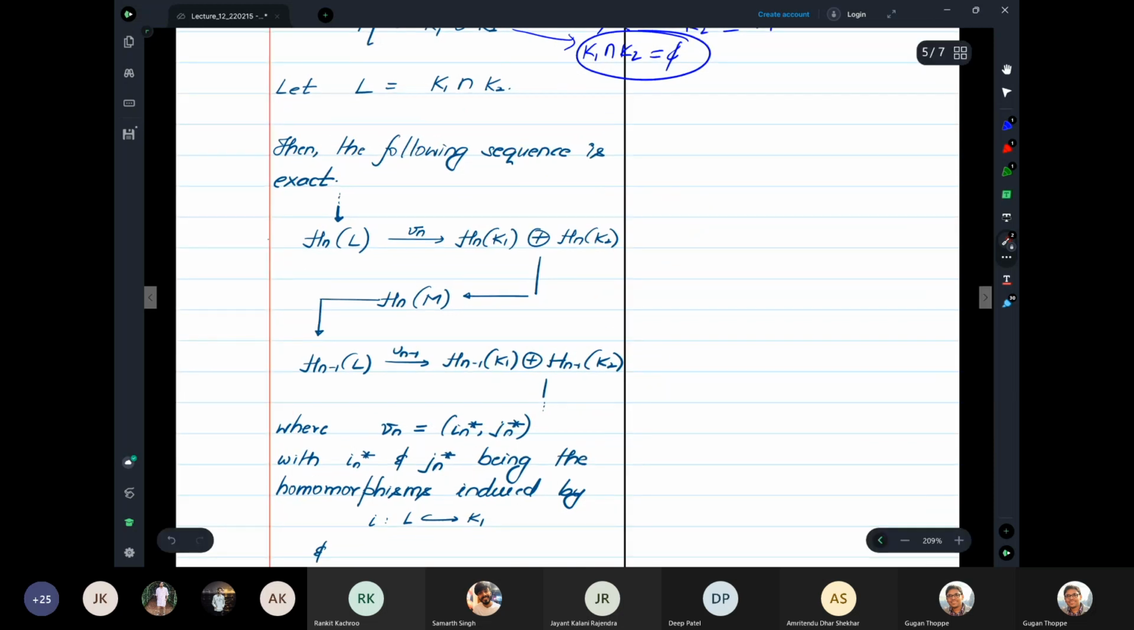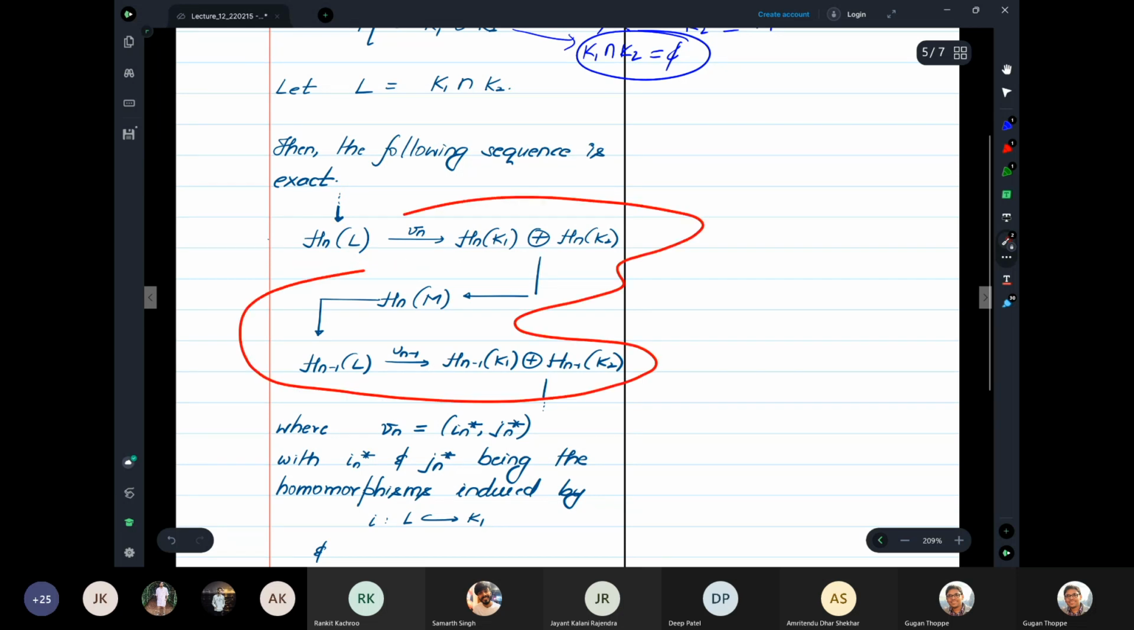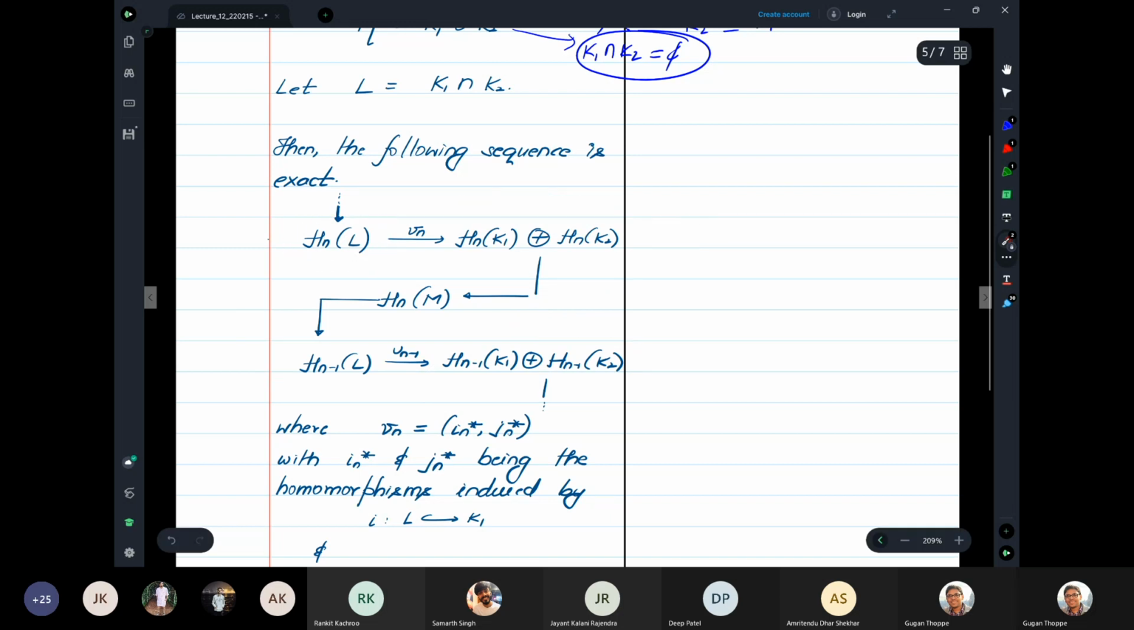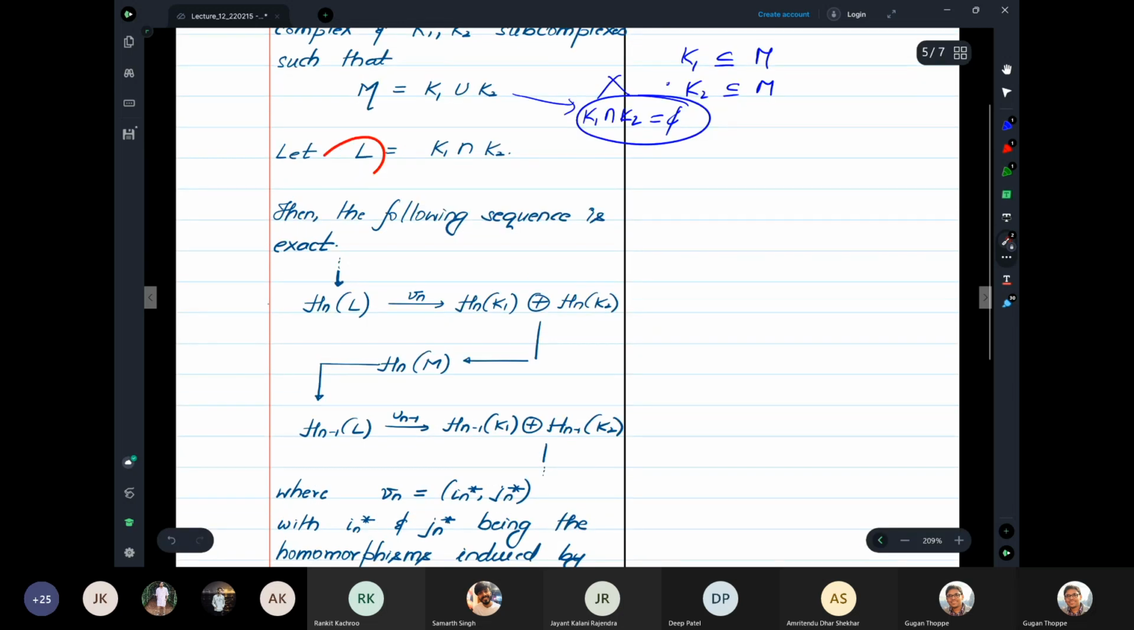First, let's try to understand the different elements of this sequence, and then we will try to appreciate what this theorem says. The first thing you have to notice is that this arrow keeps extending forever. So that's what it means. And I'm going to tell you a part of this sequence. The first element in this portion is Hn of L. So recall what L is. L is the intersection of K1 and K2.